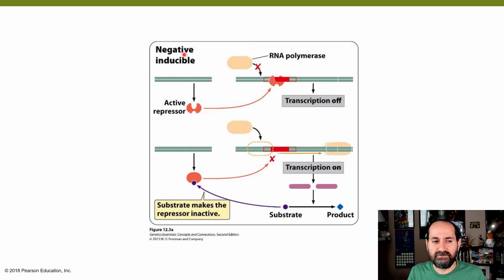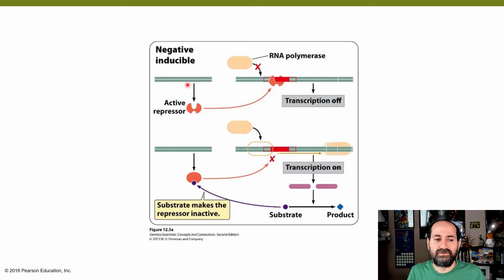Remember, what does negative mean? What did I ask you to think about? Negative means it involves a repressor. Here's your repressor. And inducible, what did inducible mean? It means you could do something to turn on gene expression. You add something to turn on gene expression.